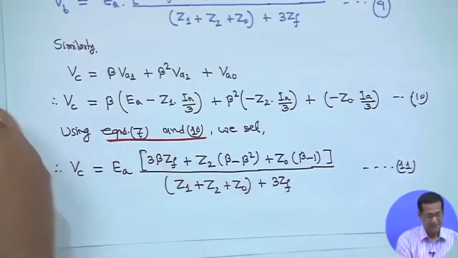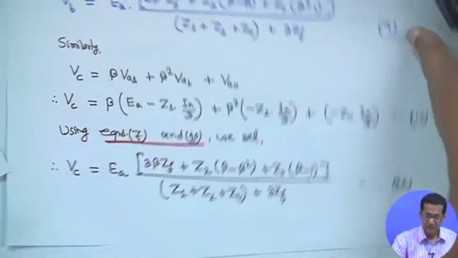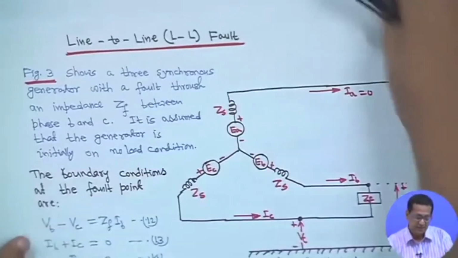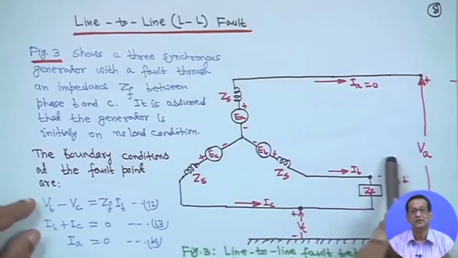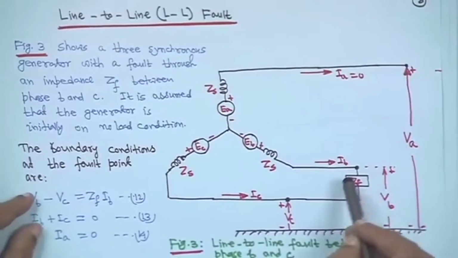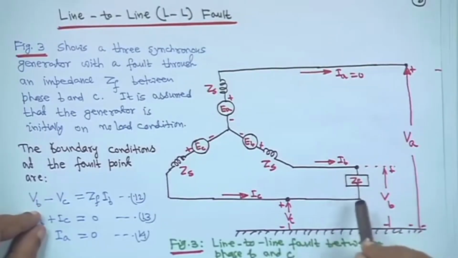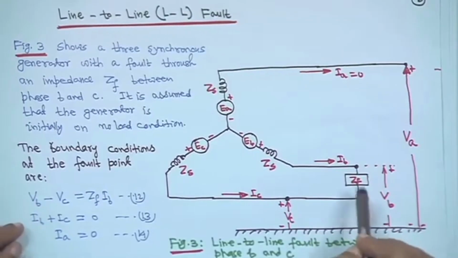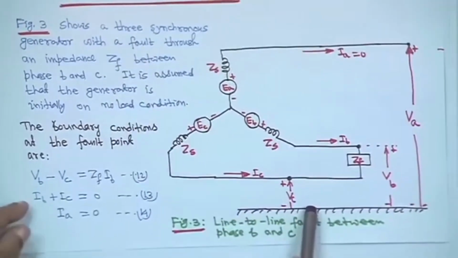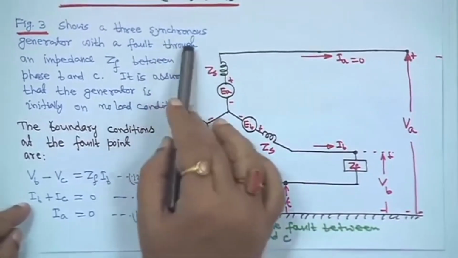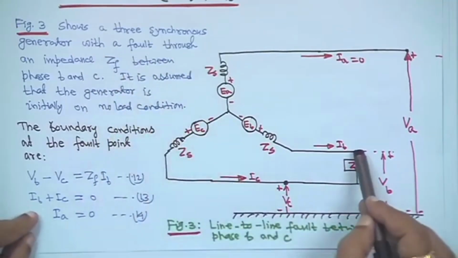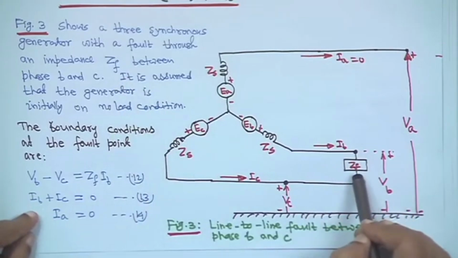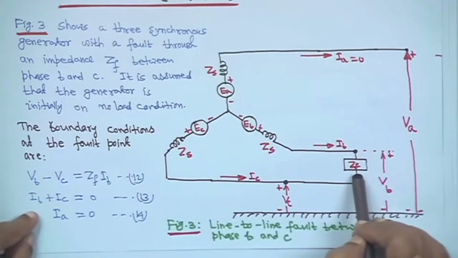These are the expressions. So, similarly, let us now consider line to line fault, that is LL fault, right. So, suppose in phase B and C we are assuming there is line to line fault. So, this is figure 3, it shows a 3 phase synchronous generator with a fault through an impedance ZF. So, there is a line to line fault through an impedance ZF, when ZF is there. If it is not there, ZF will be 0.